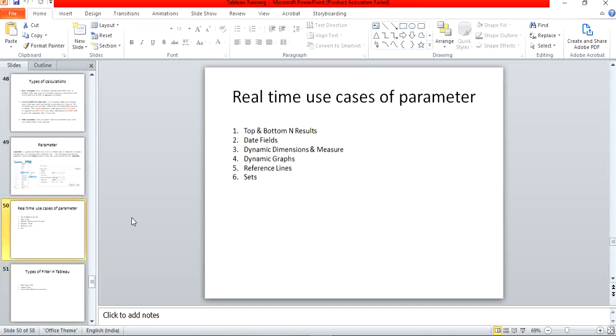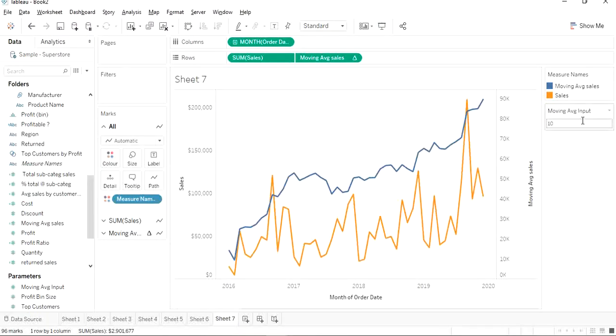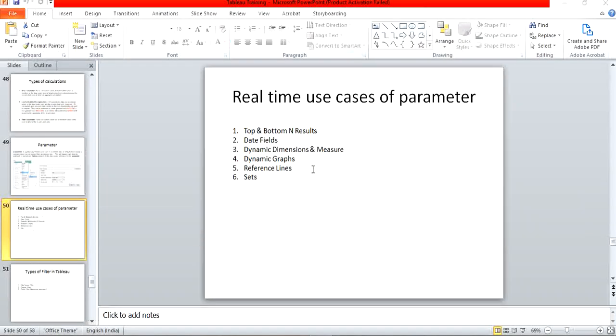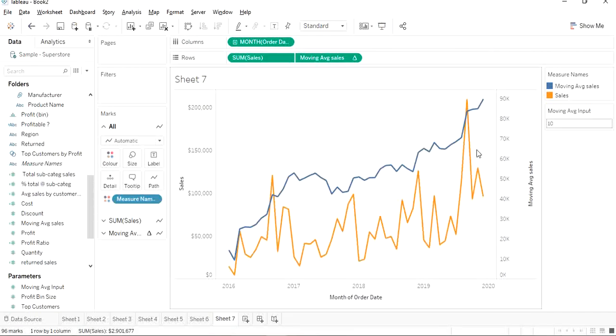We will also talk about the use cases of the parameter. As you have already seen, to make things dynamic, everywhere we are using parameters, right? Some more use cases of the parameter we'll be seeing. Already I have shown you 4 or 5 use cases of parameter, like to make the moving average dynamic, to make our calculation dynamic, to make our top 10 dynamic. So wherever you want to make things dynamic, wherever you want to supply data from the user side, you can use the parameter.